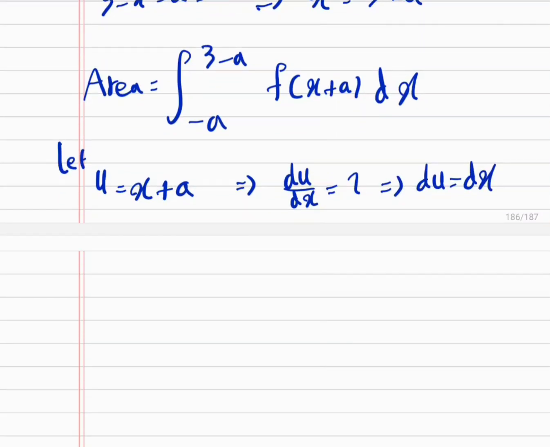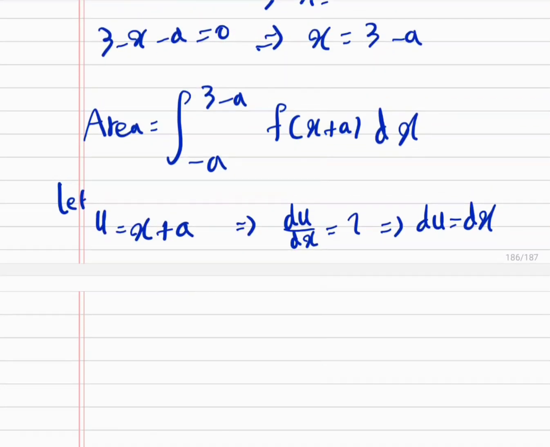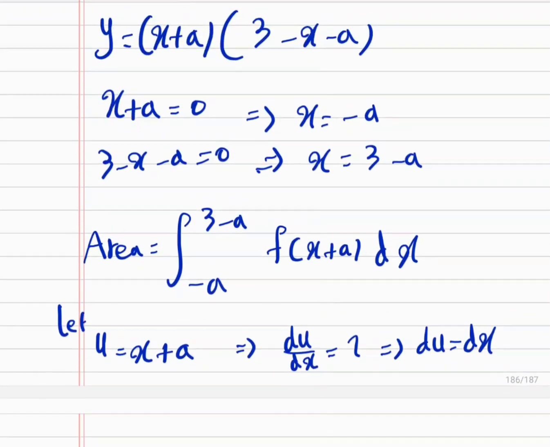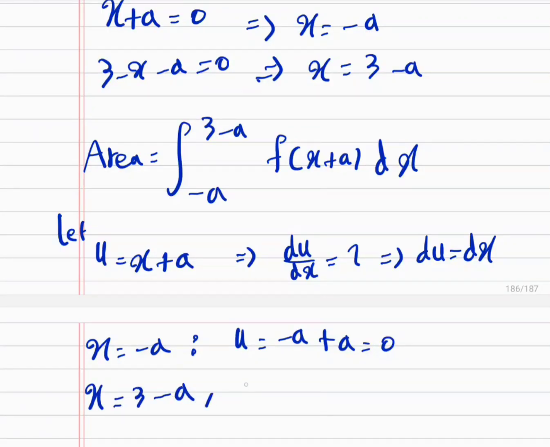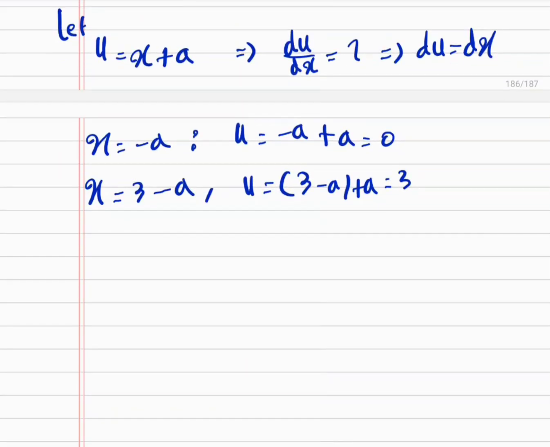And also we need to change the limits. Again, these are Pure 2 topics, so if you haven't done Pure 2, then maybe it's a good idea to skip this part. Now we want to know what the new bounds are. We said that x is equal to minus a, so we substitute that into u. When x is equal to minus a, u is minus a plus a, which is equal to 0, so that's the new limit. And when x is equal to 3 minus a, then u is equal to 3 minus a plus a, which is 3. So the new limits are 0 and 3.